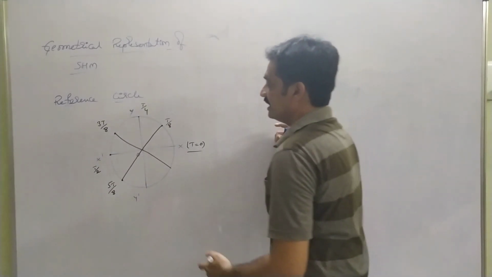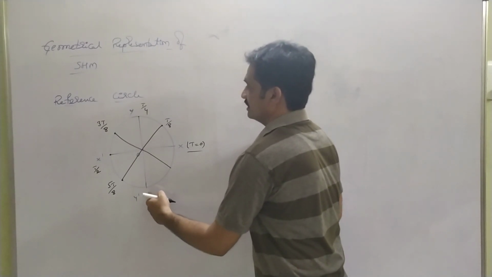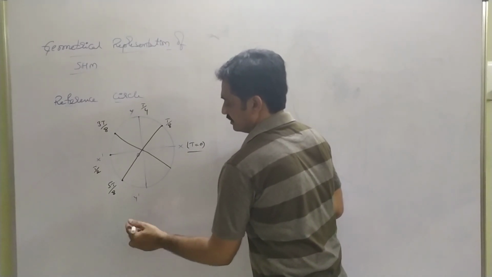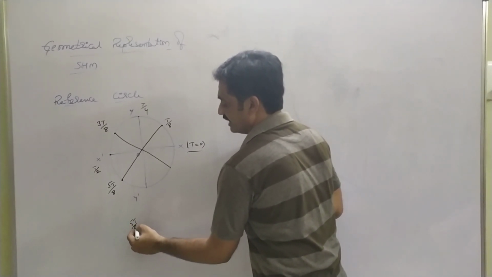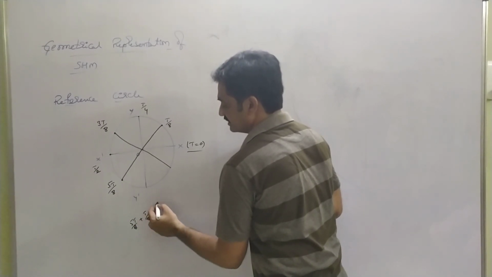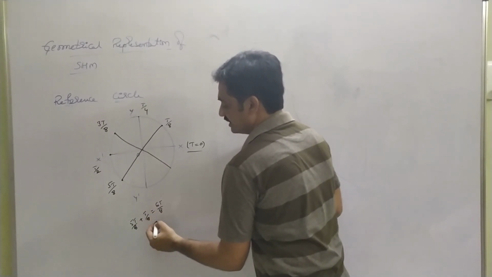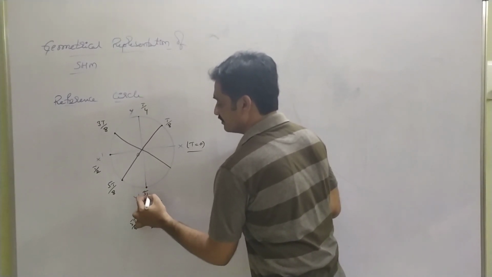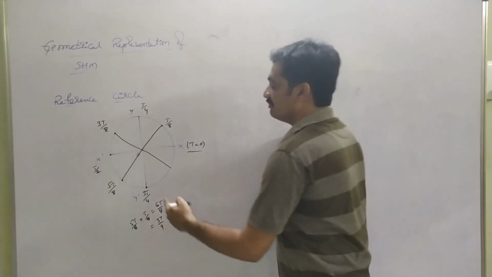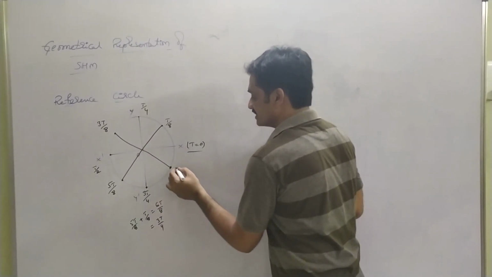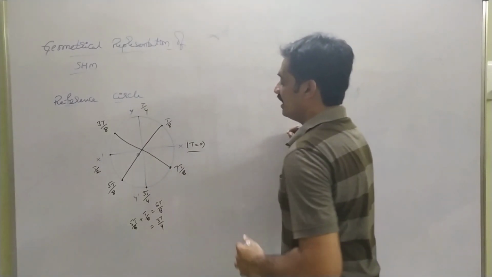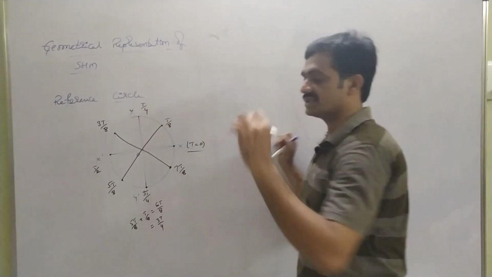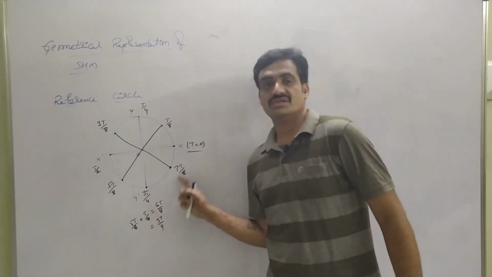When the particle reaches this position, T by 8 plus T by 8 plus T by 8 and so on gives 6T by 8, nothing but 3T by 4. At the next position, the time is represented as 7T by 8. After a time period of capital T, the particle reaches its original position.